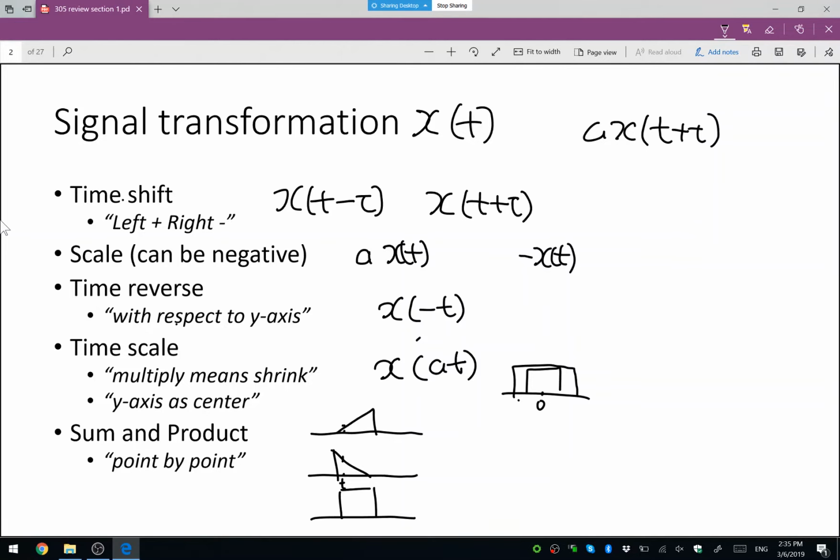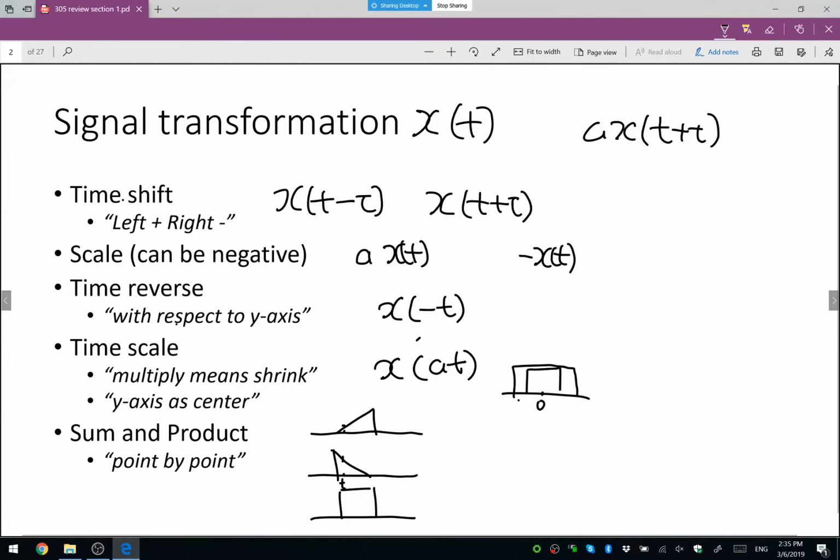For the product, you're going to do the same thing, but usually when we do a product, we want to find the common non-zero range of the two signals, because anything multiplied by 0 is 0. So when two signals are multiplied, first you want to find the common non-zero area of these two signals.